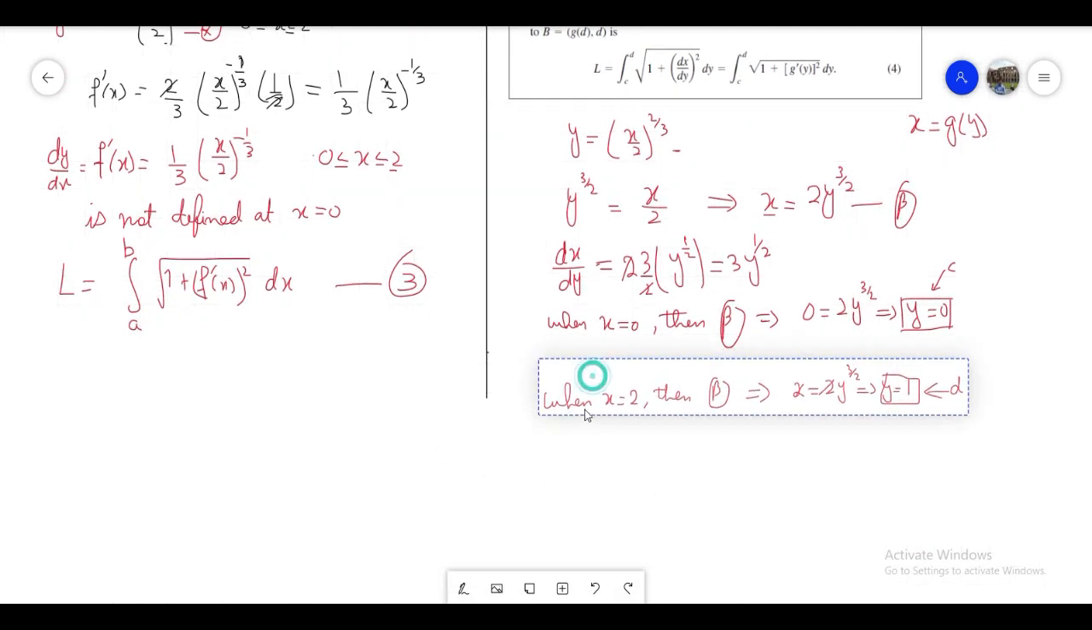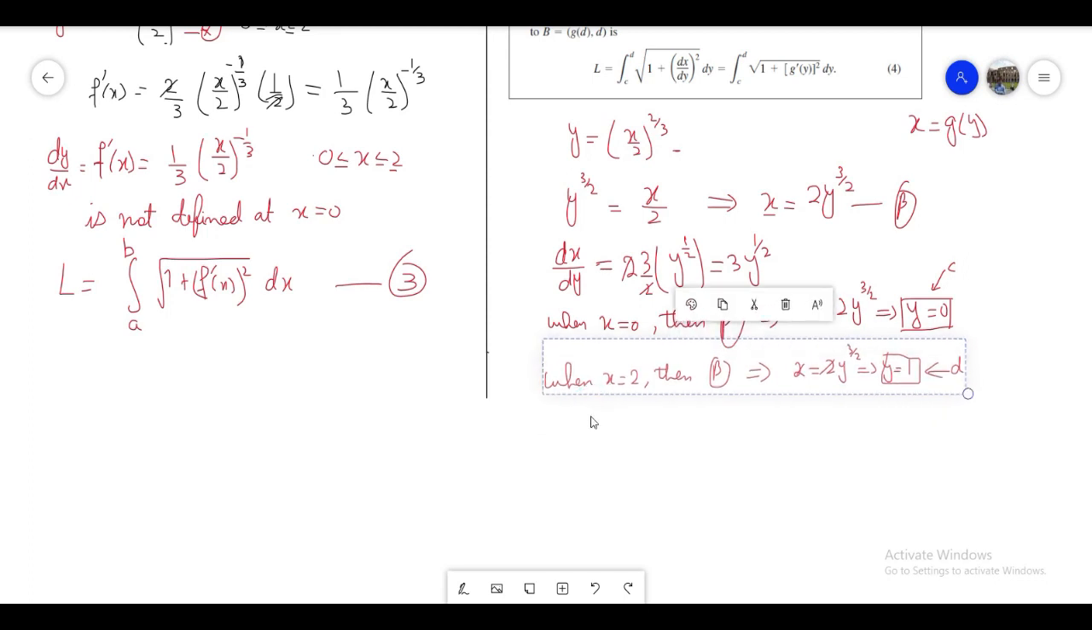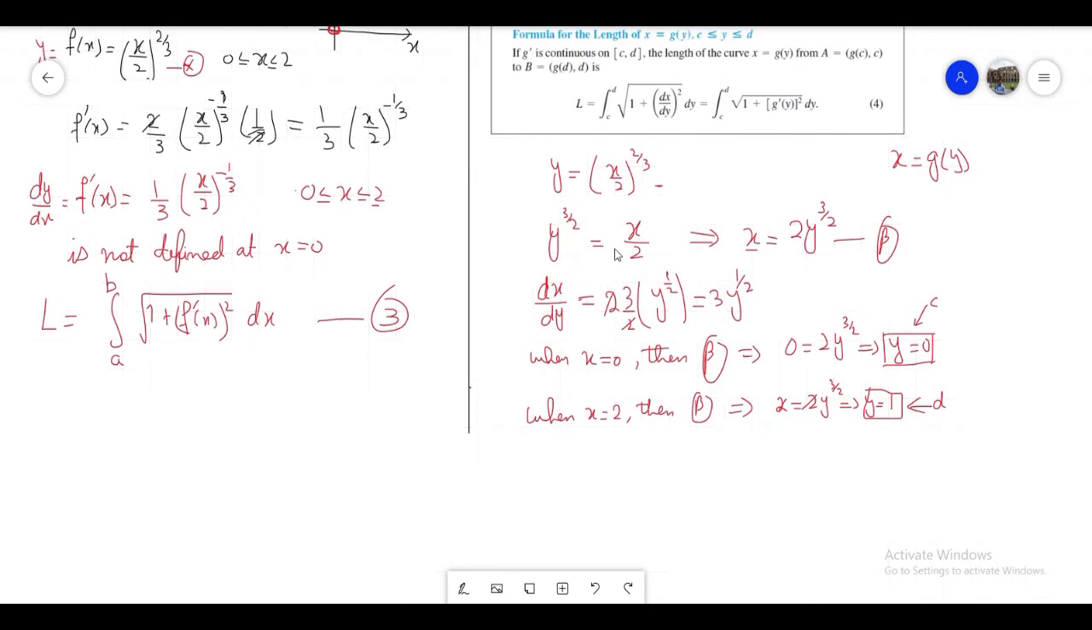So we just substitute our limits of integration and our derivative, which is 3y^(1/2), into our equation number 4, and we find the arc length of the curve, where the original curve was discontinuous at x equal to 0. So let's have a look.